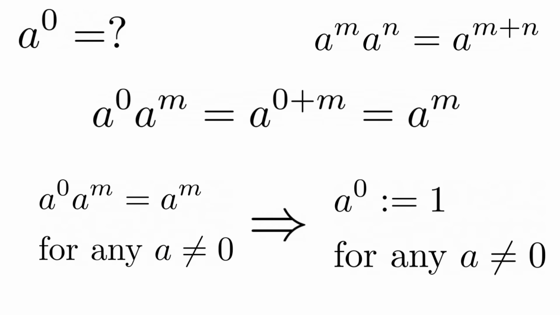Now, of course, that's only if a is not 0. In fact, the reason you can't define something like 0 to the 0 to be a number is because there is no single choice of that number that works for all those rules. So there's no way to make it consistent.